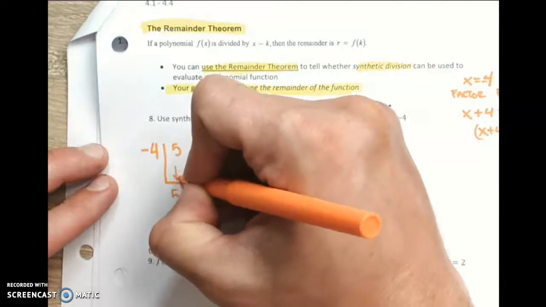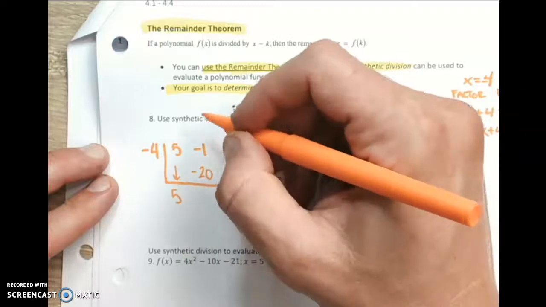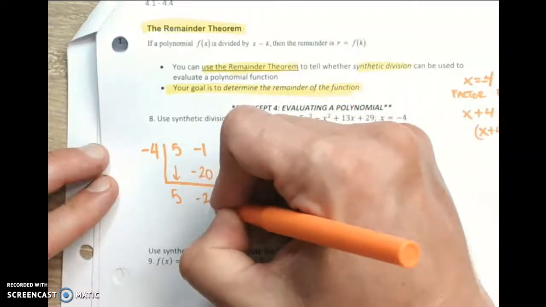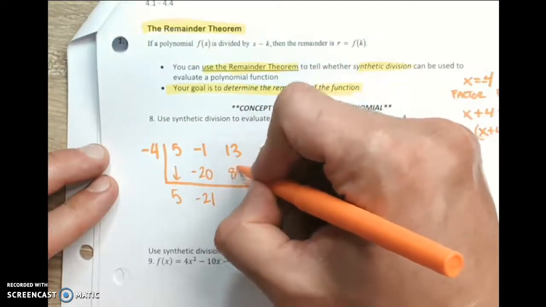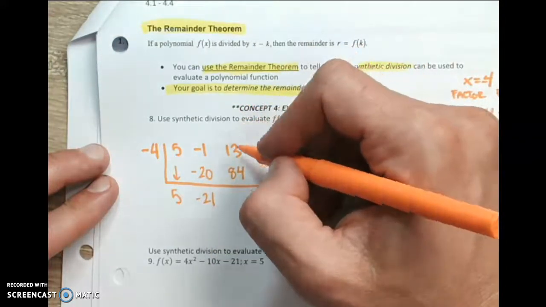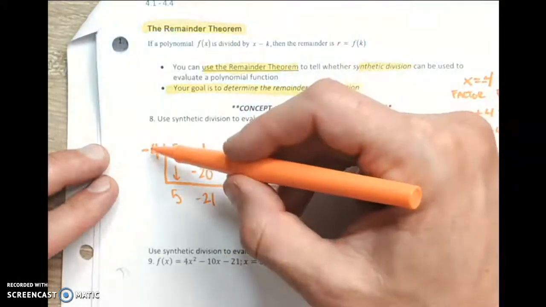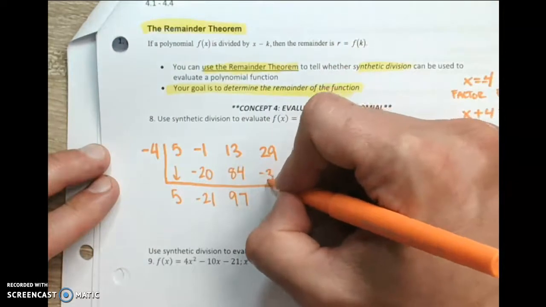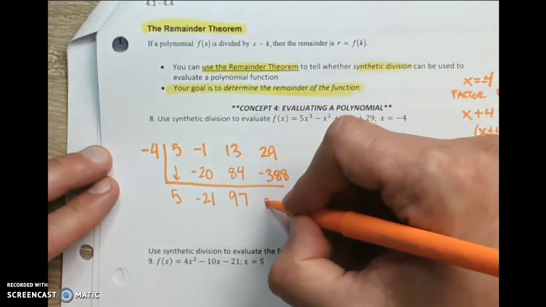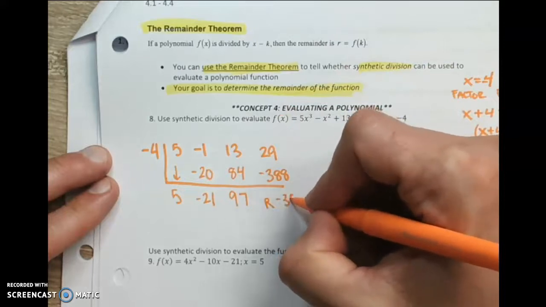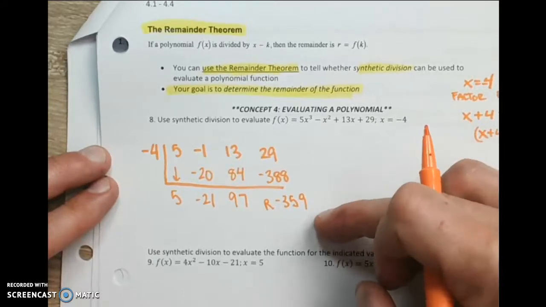Bring down your 5. 5 times negative 4 is negative 20. Combine those, you get negative 21. Negative 4 times negative 21 is positive 84. Combine 13 and 84, you get 97. Multiply 97 by negative 4, you get negative 388. Combine those, and you get your remainder of negative 359. And that's what I'm looking for, right there, the remainder.